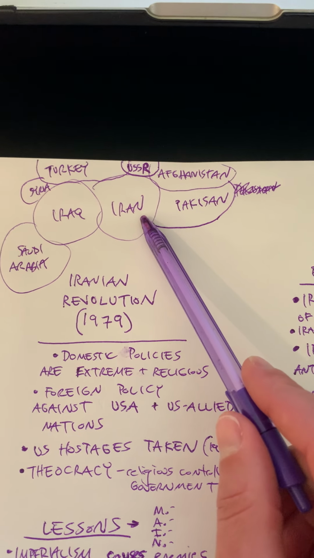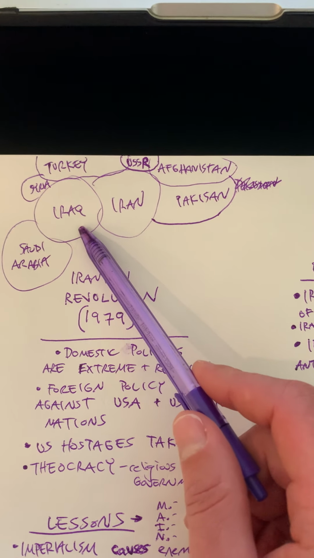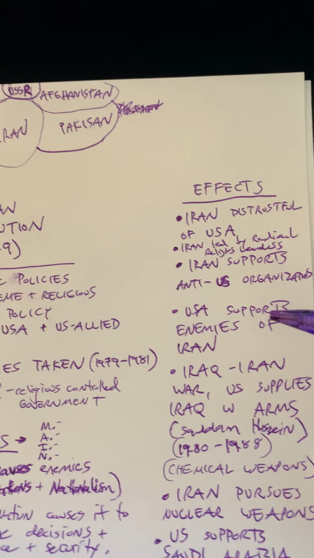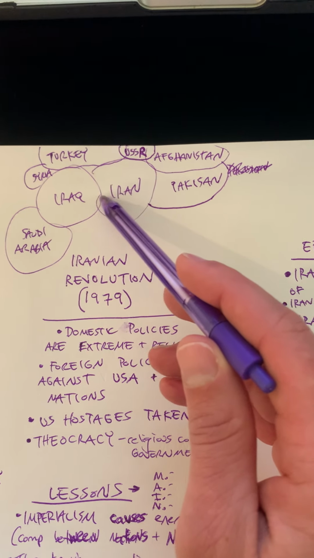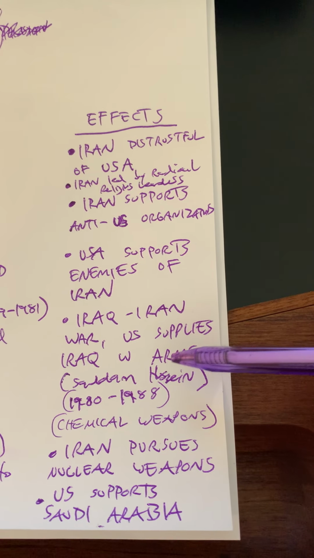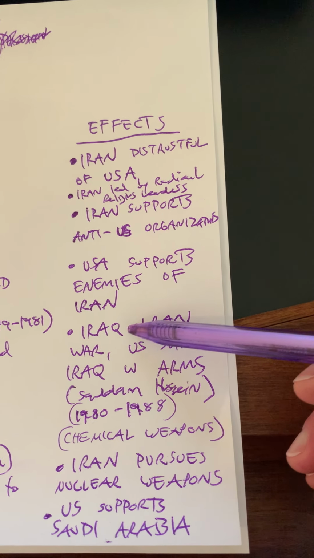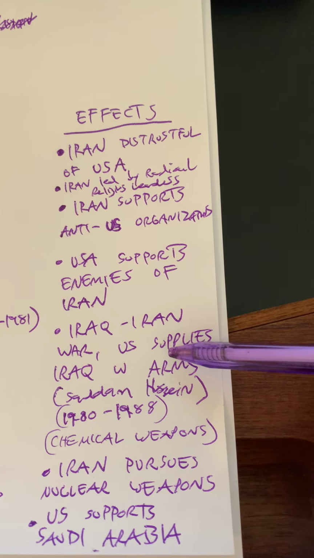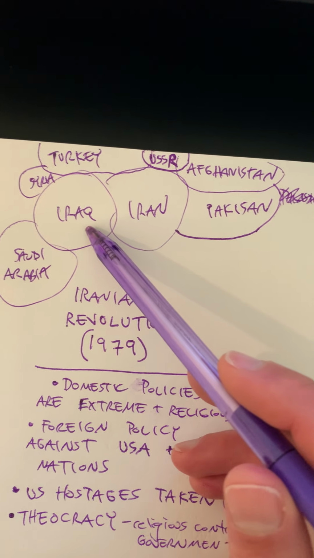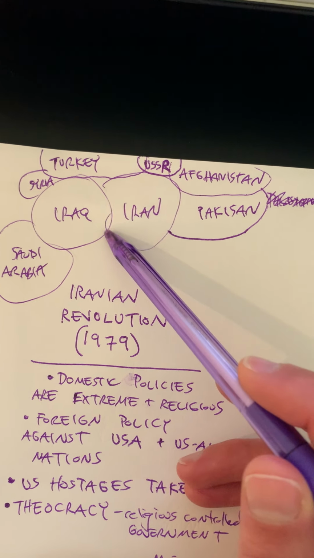While Iran was a religious government, Iraq was a secular or non-religious government. Iraq was led by a dictator named Saddam Hussein. And Iran and Iraq fought each other during the 1980s, the Iran-Iraq War, from 1980 to 1988. And the United States supplied Iraq with weapons to fight against Iran. And so we were supplying Saddam Hussein, including chemical weapons, and they fought the Iran-Iraq War over this border.